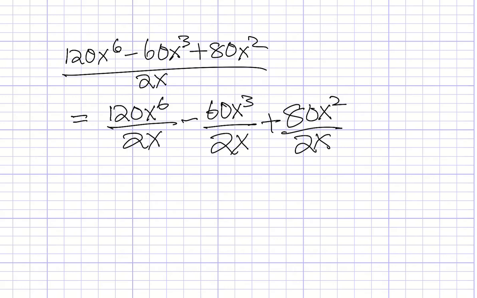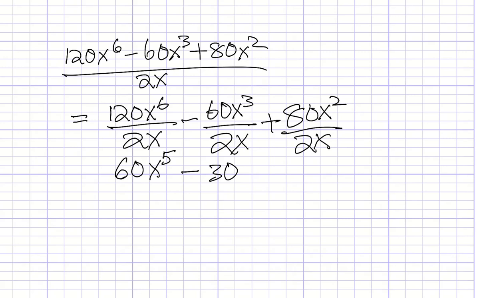Now you start crossing things out. 120 divided by 2. What do you get there? You get 60, okay? And then you remove 1x from the one on top. You get x raised to power 5. Let me not cross anything. Let me see if I can restrain myself. Okay, 60 divided by 2. What do you get? You get 30.